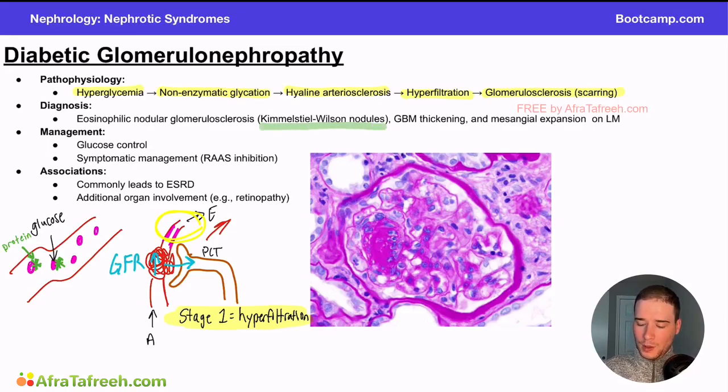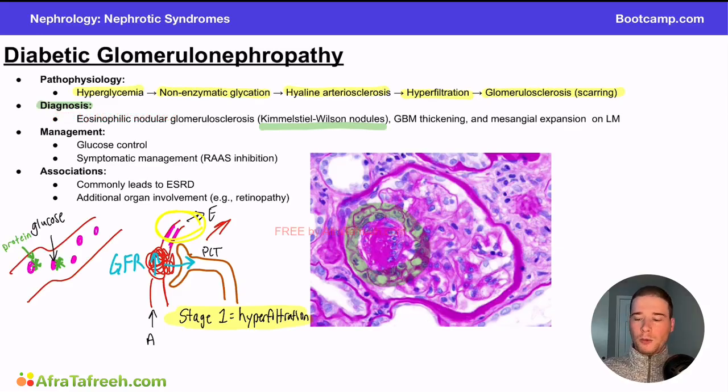This is an important image to be mindful of in the diagnosis of diabetic glomerulonephropathy, where you see these very dark pink nodules within the glomerulus. These are essentially tiny balls of protein that the glomerulus creates as a response to the stress that it's undergoing due to the increased pressures in the kidney.